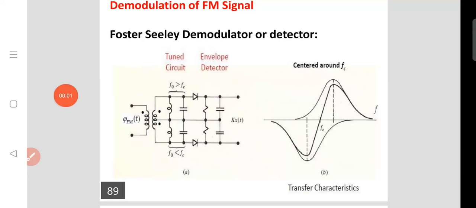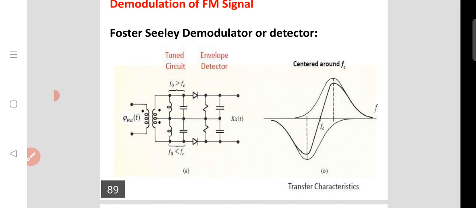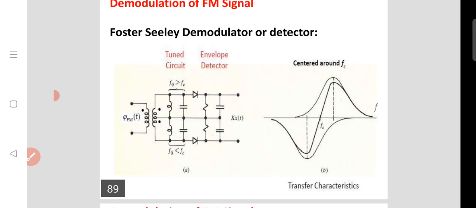Welcome back. Coming to phase difference discrimination, I already told there are two categories for the frequency discrimination. One is slope detection and another one is phase difference discrimination. Under this category, there are two. One is Foster-Seeley discrimination and another one is ratio detection.